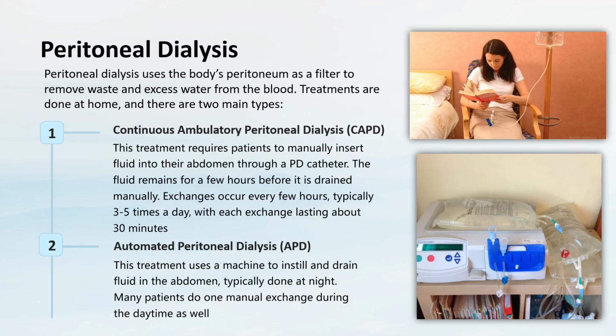Patients manually instill fluid into their abdomen through a PD catheter and then drain it a few hours later. Patients do manual exchanges every few hours, typically 3 to 5 times a day. Each exchange takes about 30 minutes and must be done carefully to prevent infections.